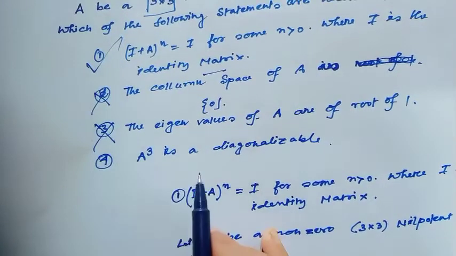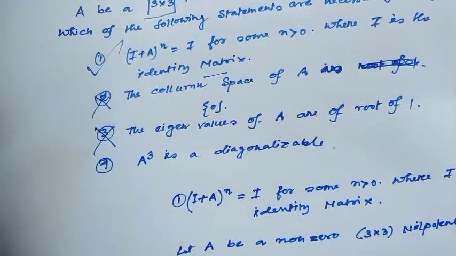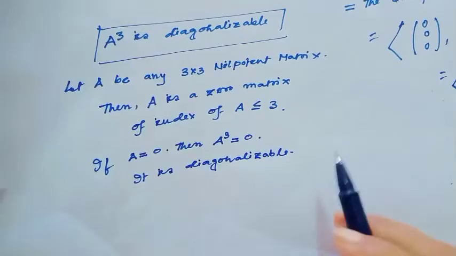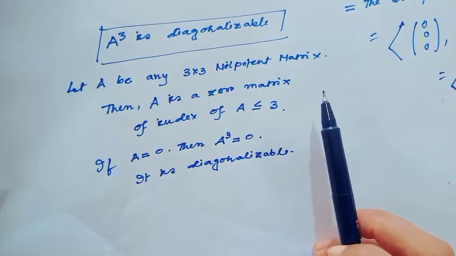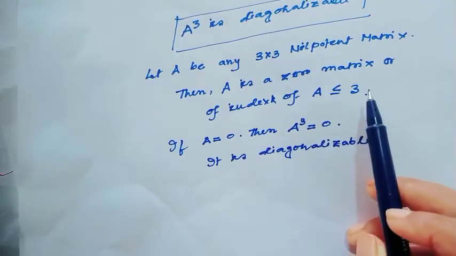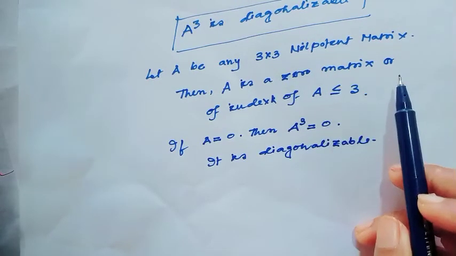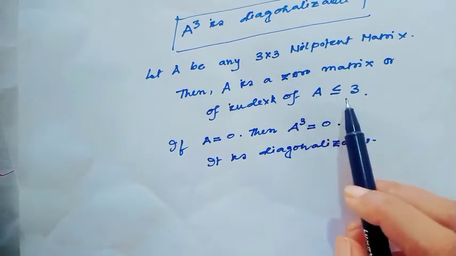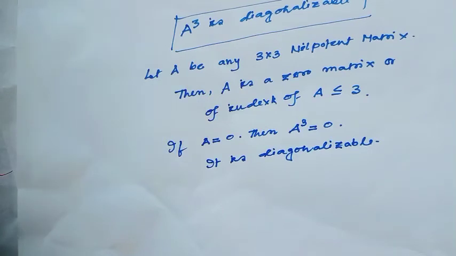And option 4 indicates A cube is diagonalizable. This is obviously true. It's actually the basic concept of nilpotent matrix. Just verify. For this, A cube is diagonalizable for a nilpotent matrix. This is always true. For this, consider A is the zero matrix or an index K matrix, where obviously the index of this matrix would be less than or equal to 3 because A is a 3 cross 3 nilpotent matrix.